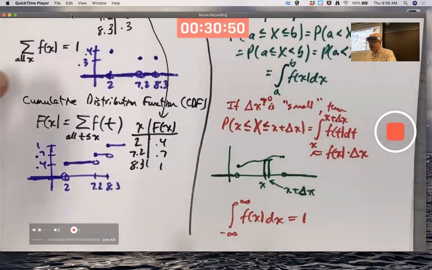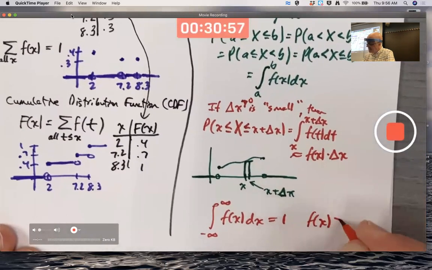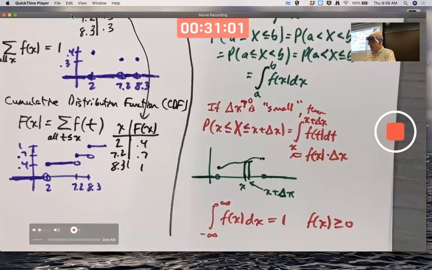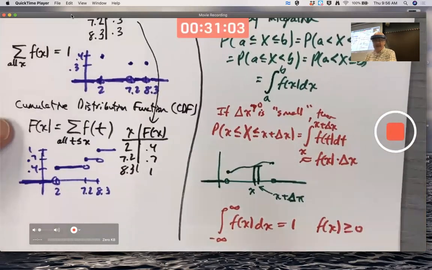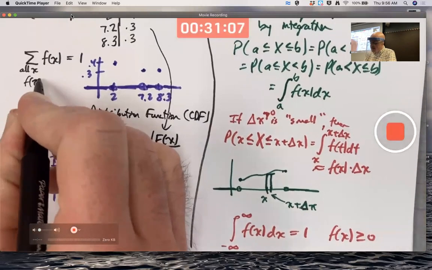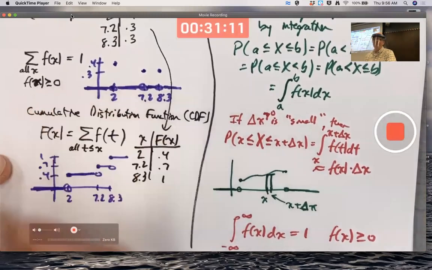I didn't mention the other condition in both cases. The other condition is your PDF in the continuous case has to be non-negative. You don't want negative probabilities. And that's the same thing in the discrete case back over here. It can take on 0 values for sure, but never negative. So it's always greater than or equal to 0.